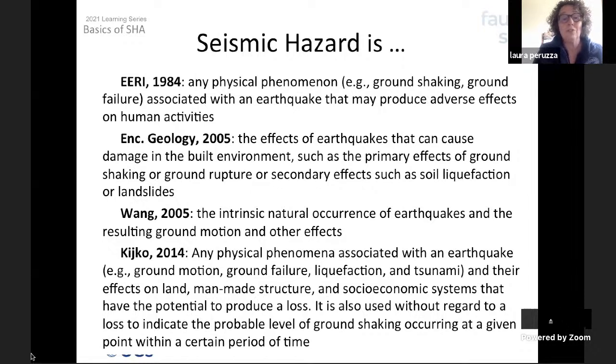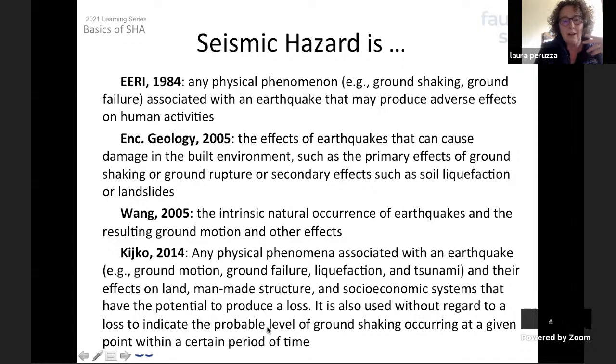And finally, there is the definition given by Kiko, a great statistician, that in 2014 assigned to seismic hazard any physical phenomenon that is associated with an earthquake. So again, a larger spectrum of phenomena, and their effect on land, man-made, and socioeconomic systems that have the potential to produce a loss. Again, the concept of a loss, and then of risk, is introduced. He finished the definition by saying that we can also discard the loss and indicate the probable level of ground shaking occurring at a given point within a certain period of time.